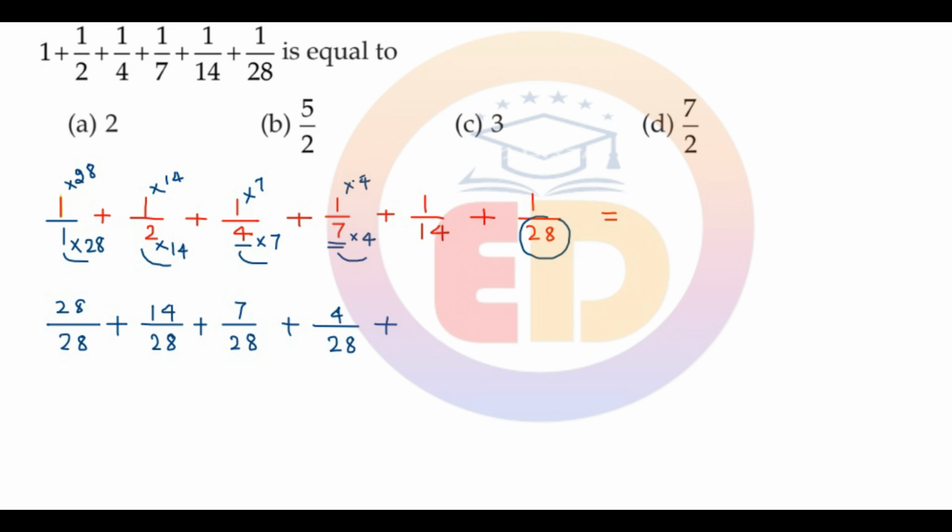Plus, next fraction is 1 upon 14. I have to convert denominator 14 to 28. For that, I will multiply 14 by 2. 14 into 2 will give me 28. And since I am multiplying the denominator by 2, I have to multiply the numerator also by 2. This will give me 2 upon 28. And finally, our last fraction is 1 upon 28.